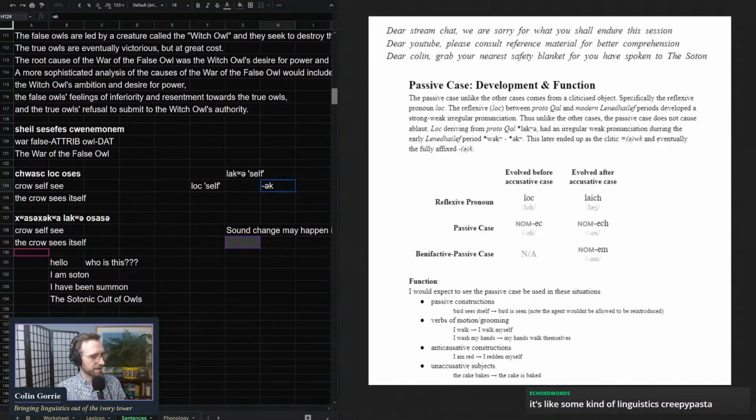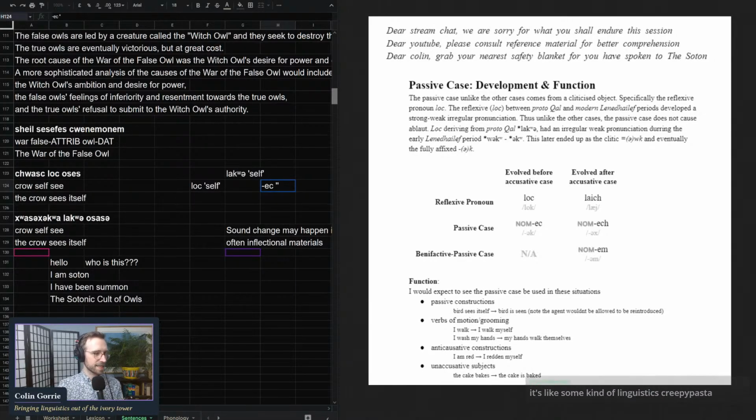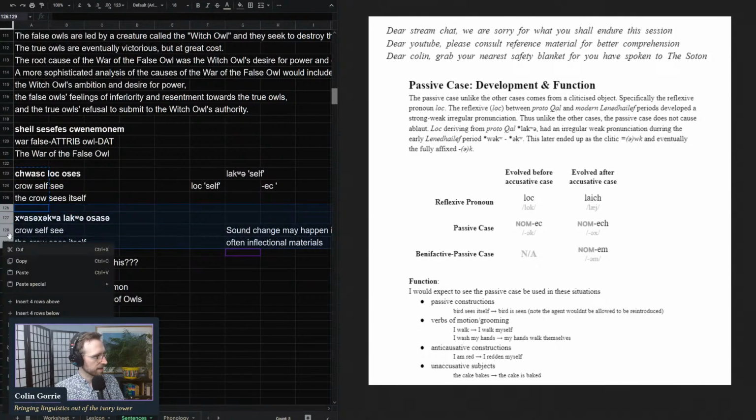So we end up having uk, meaning some kind of bleached form of this case marker, of this pronoun, which means itself. But it's on the noun. This is really interesting. So we have huask lok osas, the crow sees itself, and then let's get some more space.